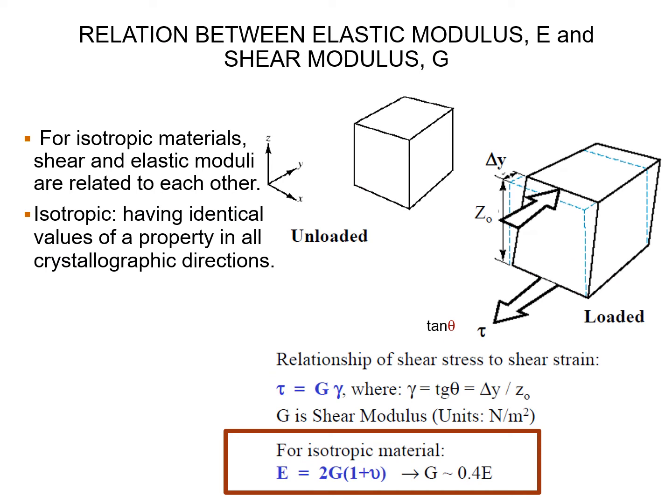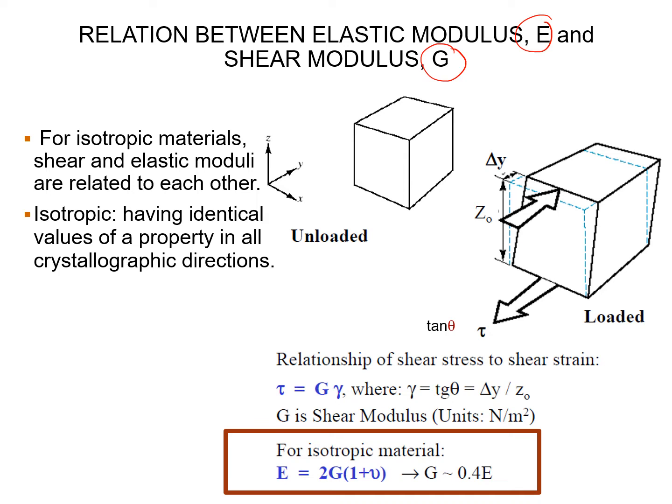So this is the relationship between the elastic modulus, denoted by E, and the shear modulus denoted by G. In some books, they call it the rigidity modulus, also denoted by G. For isotropic materials, the shear and elastic moduli are related to each other, where isotropy means having identical values of a property in all crystallographic directions.